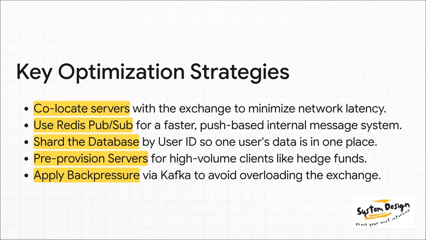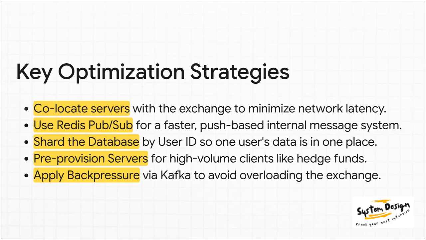First, co-location. We physically put our servers in the same data center as the stock exchange. This cuts network latency down from milliseconds to microseconds. It's a huge deal. For internal communication between our own services, we use super fast tools like Redis Pub Sub. We also shard our database by user ID, which basically means all of one user's data lives in one place, making it faster to get to.